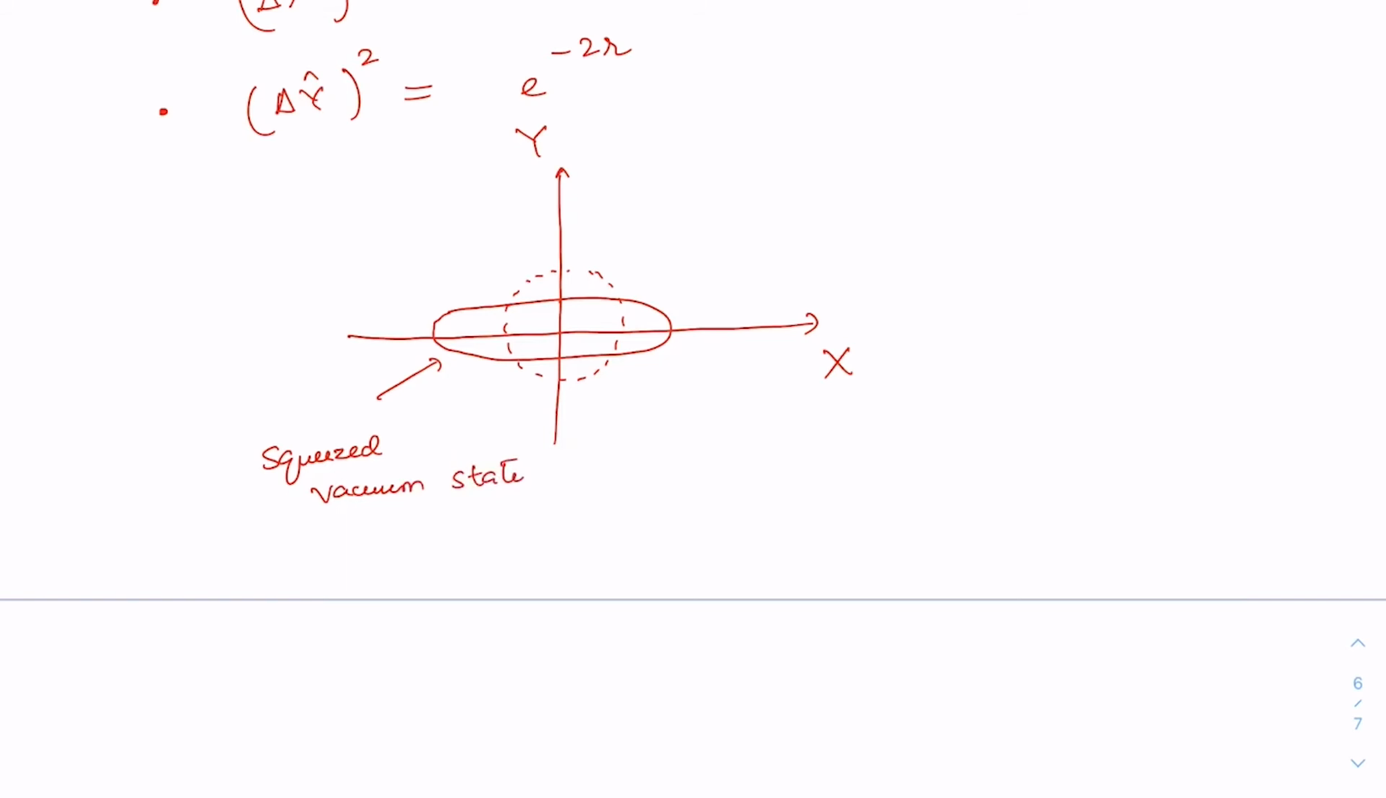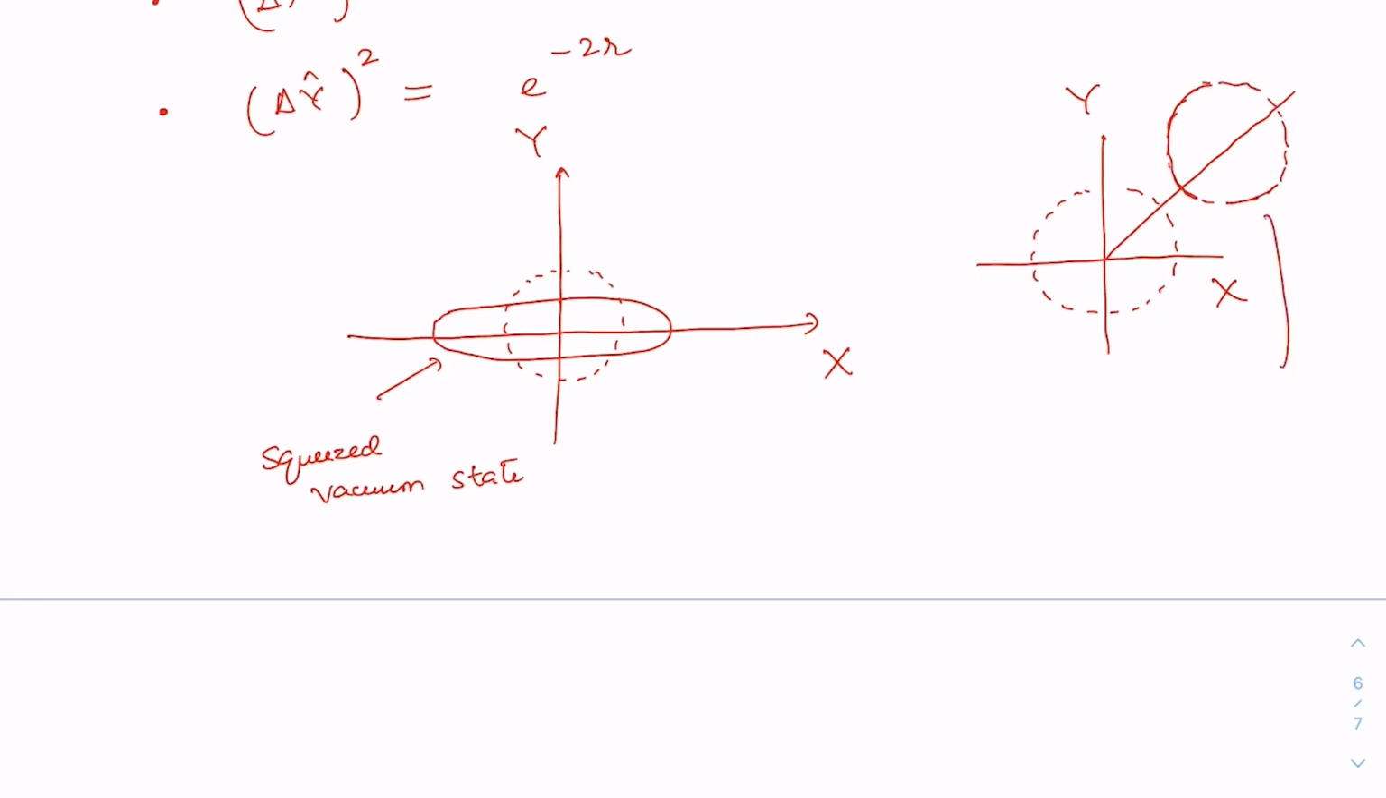A similar analysis you can do for the coherent state. For the coherent state, you will see that the quadratures actually do not change. As you know, the coherent state is basically displaced vacuum, so the quadratures are maintained, but the vacuum state is getting displaced in this phase plot. So this is our coherent state.